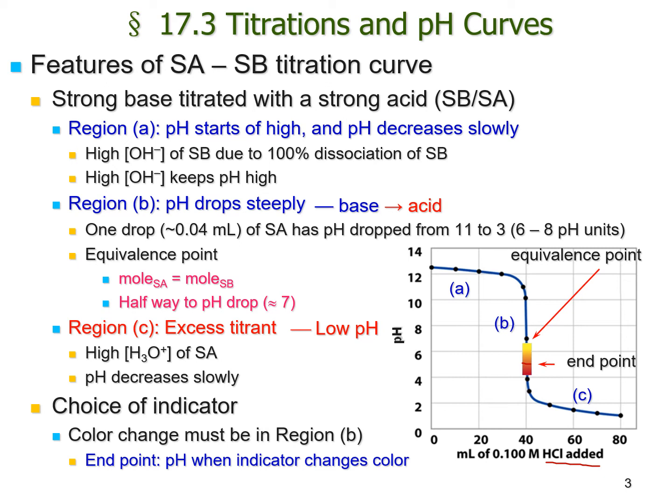So choosing an indicator can sometimes be very tricky. Okay, so even for a strong acid strong base reaction, phenolphthalein is good for one, but it's not going to be good for the other. So this is something that I want you guys to realize and to keep in mind.